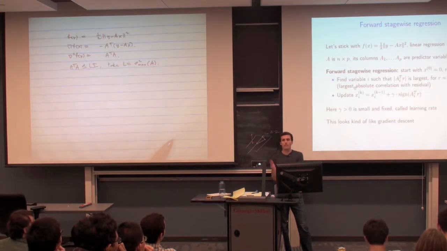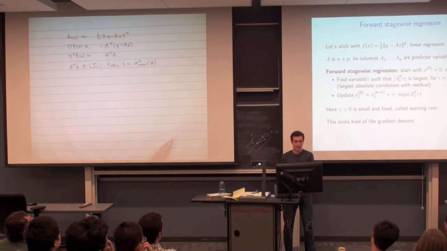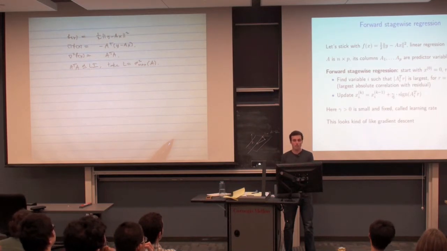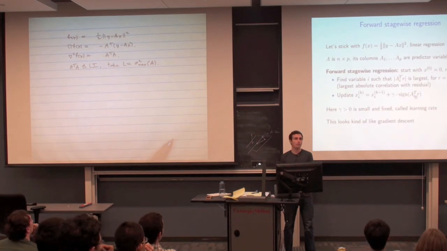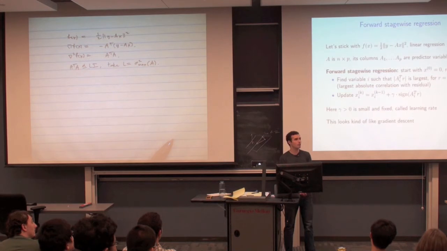I see which variable has the highest inner product with that residual in absolute value. If I had scaled and centered the columns of A, that would be the highest absolute correlation, so you can think of it like that. I ask which variable is most correlated with the residual. The residual is what I haven't explained yet. So I take that i and update only that component, no other components of x, adding a small multiple gamma times the sign of that correlation. If the 10th variable is positively correlated with the residual, I add a very small positive multiple to the 10th variable. I leave all other variables untouched.